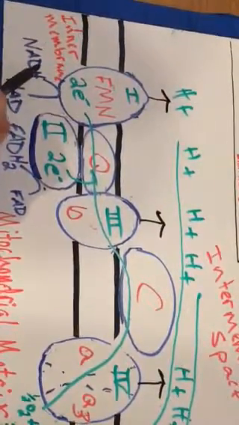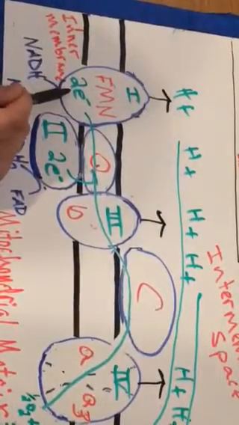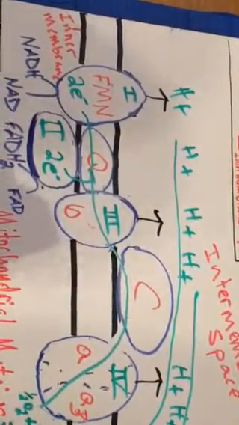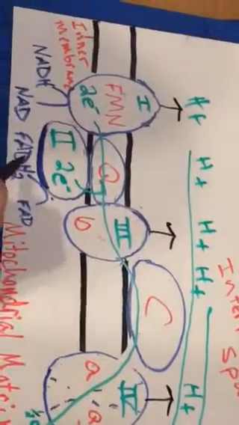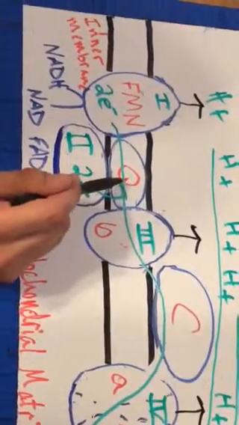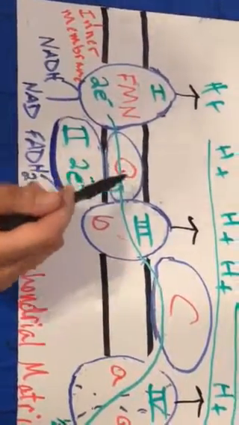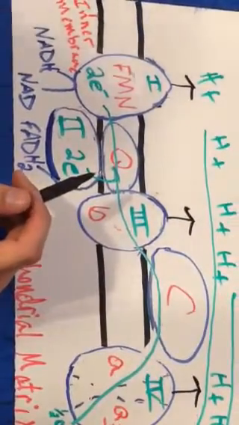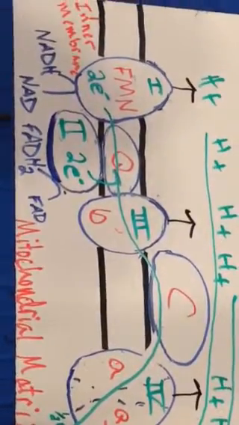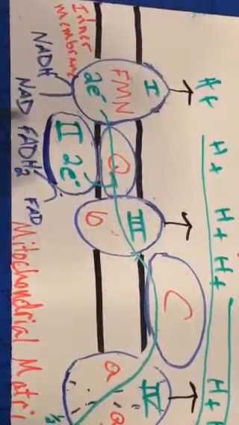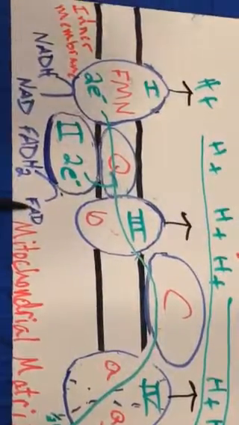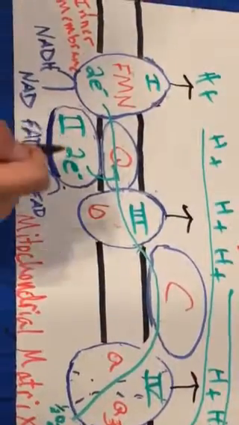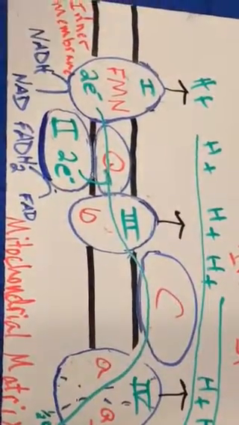NADH delivers 2 electrons to FMN, which is also known as the coenzyme flavin mononucleotide, this one right here, while FADH2 delivers electrons to ubiquinone, which is also known as coenzyme Q, also coenzyme Q10. By delivering the electrons, both NADH and FADH2 are reduced back down to NAD and FAD respectively. The hydrogen protons in this process were released before they could enter the electron transport chain.